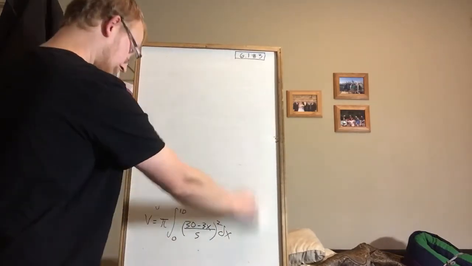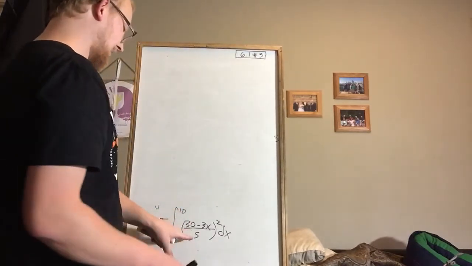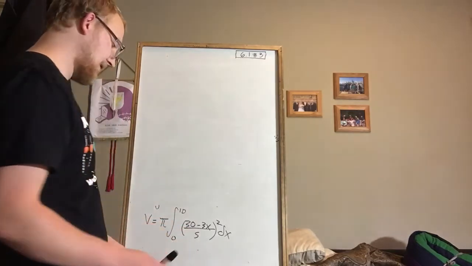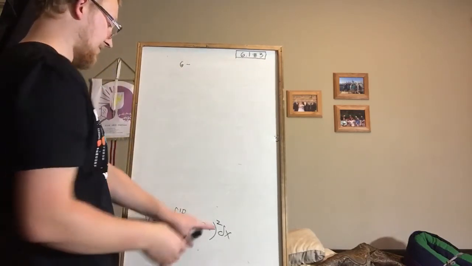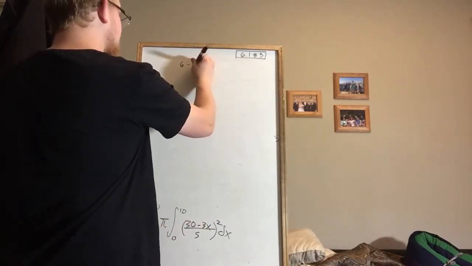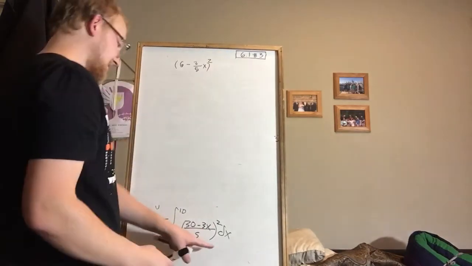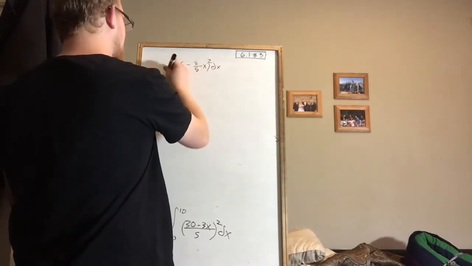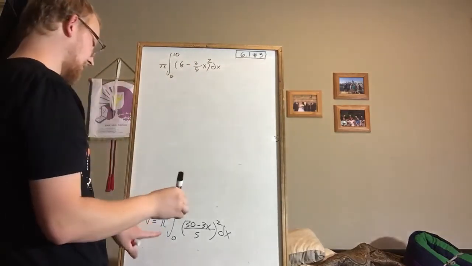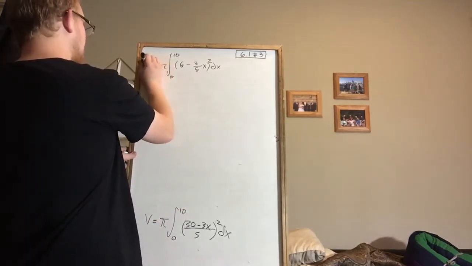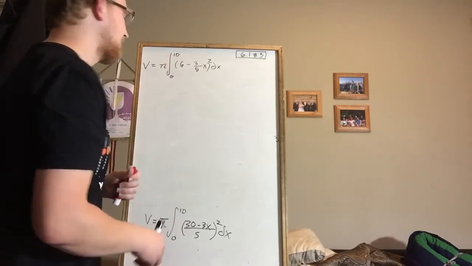Alright, so we could separate these up. 30 divided by 5 is 6. So that would be 6 minus 3/5 x, and we're now going to square that, because it's squared here, integrate it with respect to x from 0 to 10, multiply the whole thing by pi out here, and that's going to equal the total volume of the cone that we're interested in. There's two ways to do this.